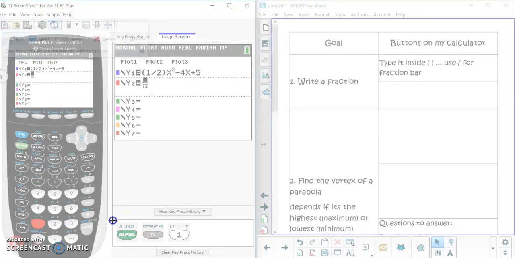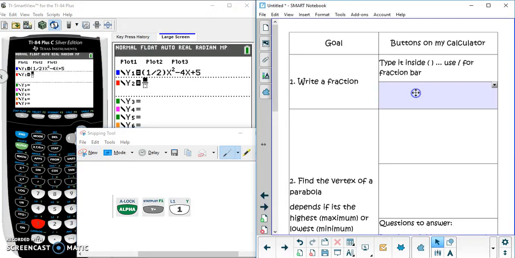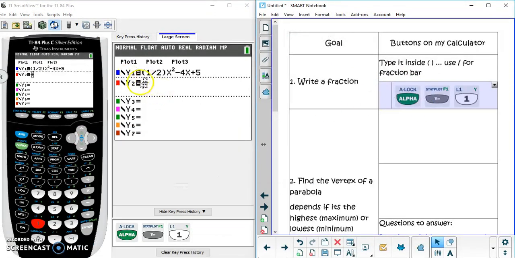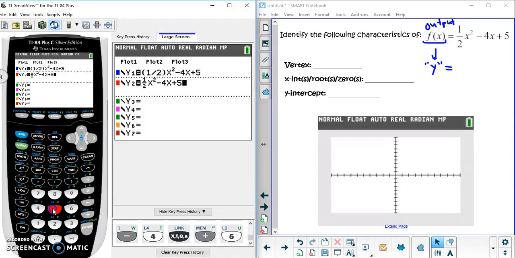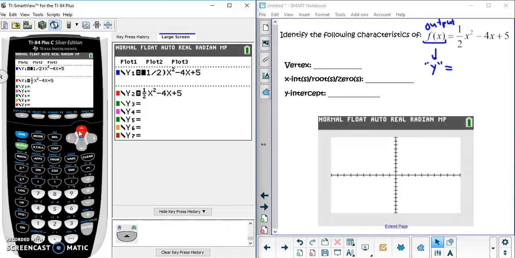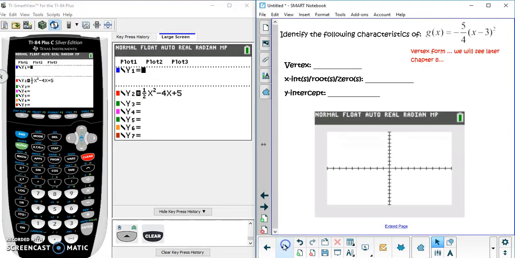which I'm just going to take a picture of this to put in the notes so it can stay there for you, it gives me the top and the bottom of a fraction. So if I go back to my function, I can just type in the 1 on top, 2 on the bottom, and then the x squared minus 4x plus 5. So no matter how you type it in, it doesn't matter. For you, just have 1 in your calculator, so I'm going to go ahead and just get rid of the first one just because I chose to do that. It doesn't matter which one you have.